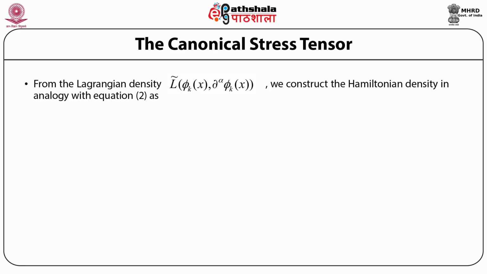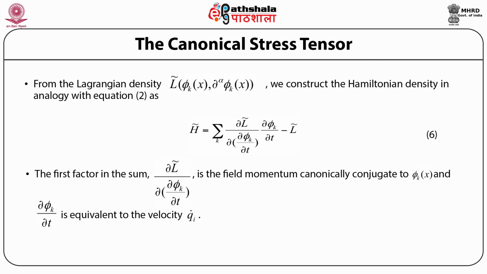From the Lagrangian density L(phi_k(x), del^alpha phi_k(x)), we construct the Hamiltonian density in analogy with the earlier equation as H equals summation over k of del L divided by del of (del phi_k by del t) into del phi_k by del t, minus L. The first factor in the sum, del L by del of (del phi_k by del t), is the field momentum canonically conjugate to phi_k(x), and del phi_k by dt is equivalent to the velocity q dot.